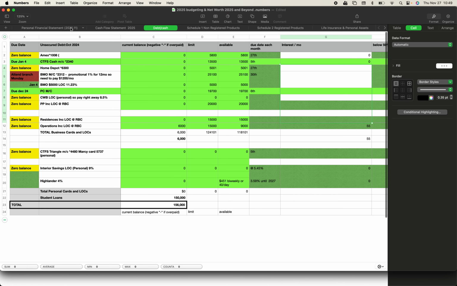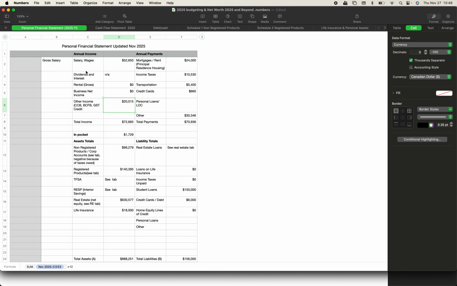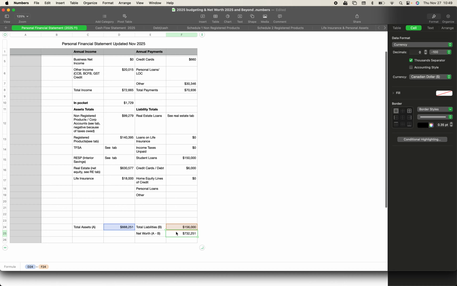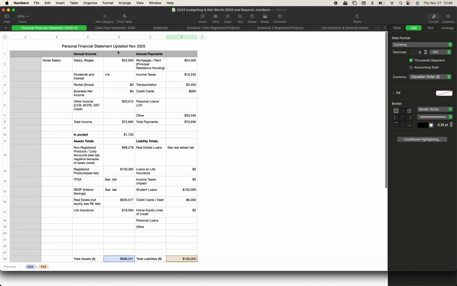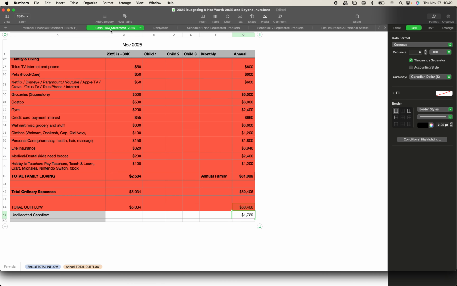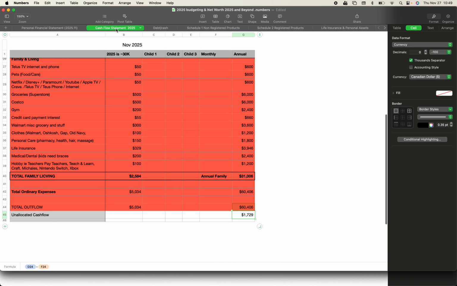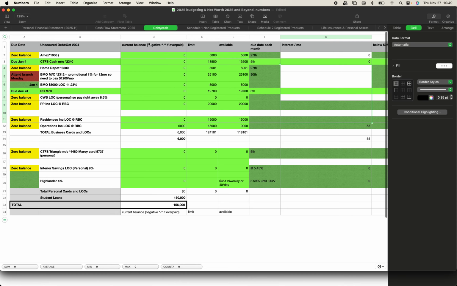Next step, this first tab here is just where everything is summarized, where you can kind of get your net worth. You're going to need to provide this to lenders, maybe to joint venture partners, and it's important for you to know where you are financially so that you can apply for credit or whatever.